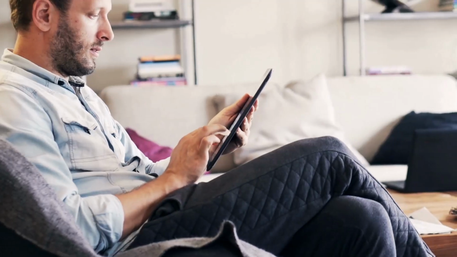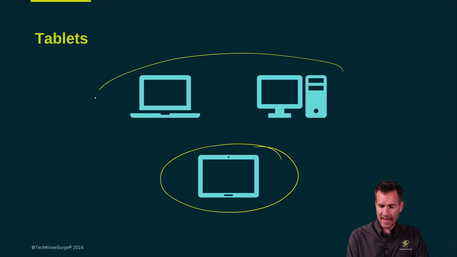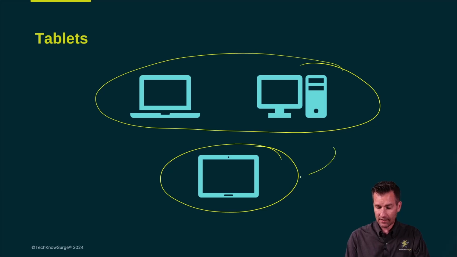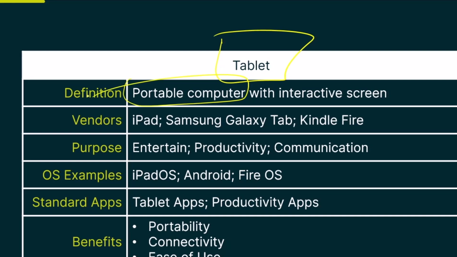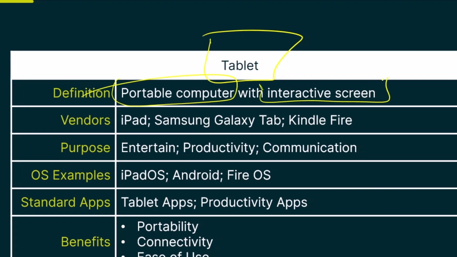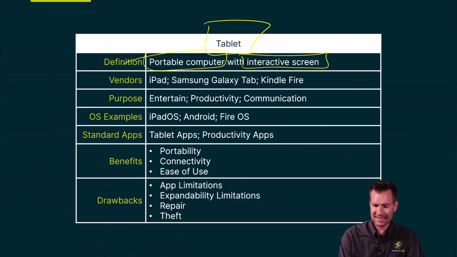A tablet is just another type of computer. So it's very similar to this laptop and desktop. It's just in a little bit smaller form factor. So what is the definition of a tablet? Well, it is a portable computer, but the key to it is that we really do most of our interactions with an interactive screen. It's designed to interact with the device through the screen.